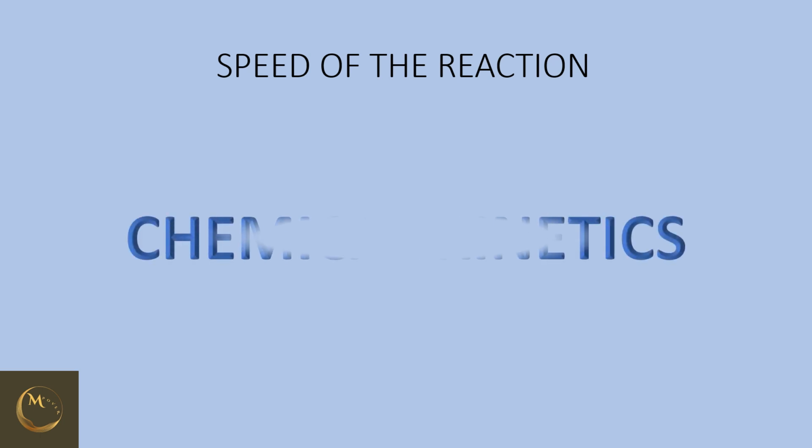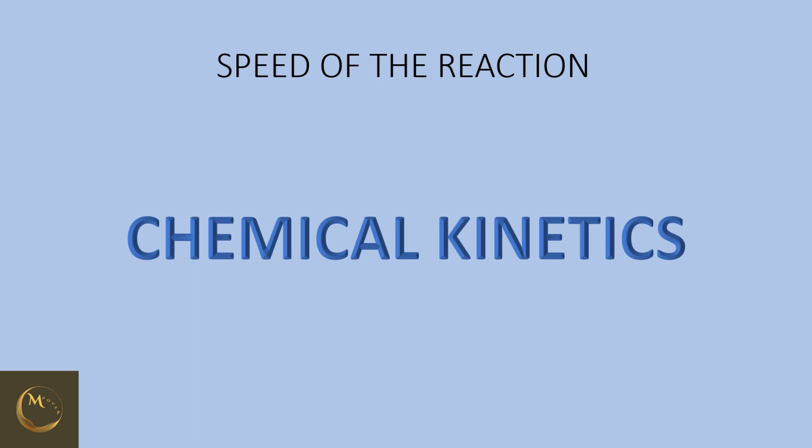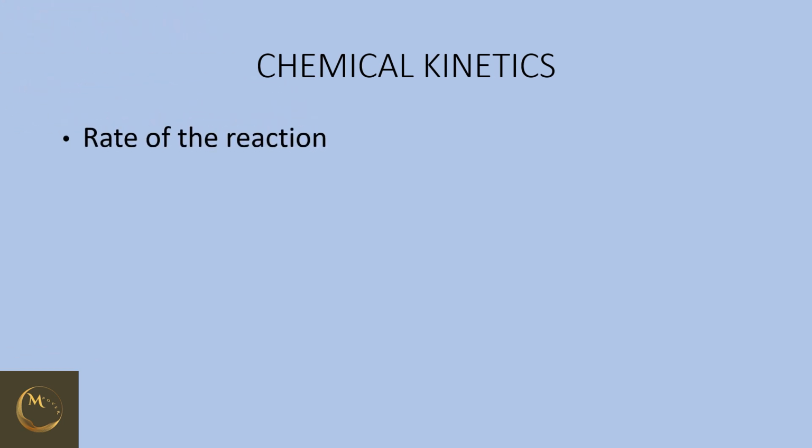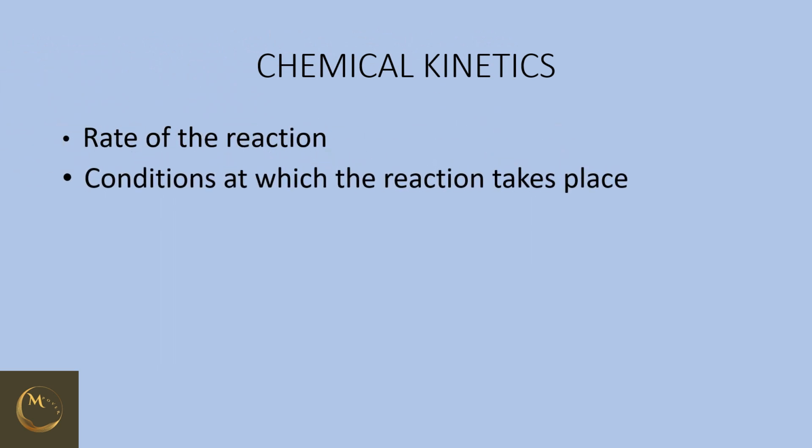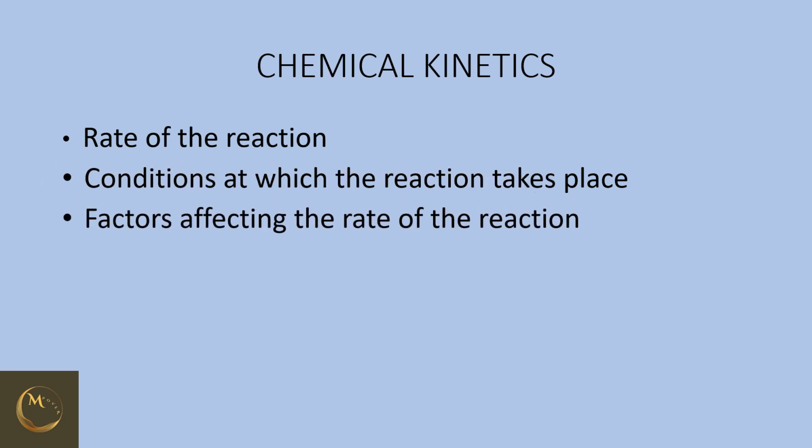The second one, the extent to which a reaction can proceed, can be determined by chemical equilibrium. And the third, the speed of a reaction, that is, the time taken for the reaction to reach equilibrium, can be found out through chemical kinetics. Kinetics not only helps us to determine the rate of a reaction or the speed at which the reaction takes place, but also helps us to describe the conditions at which these reactions can take place, and also the factors which affect the rate of a reaction.